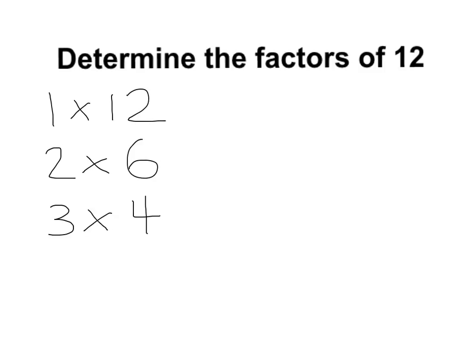Once you have determined all the factors, then you list them in order from least to greatest. 1, 2, 3, 4, 6, and 12. So these numbers are all the factors of 12.